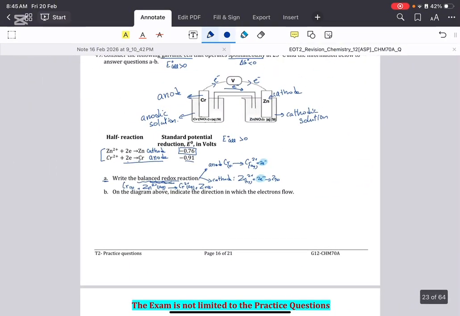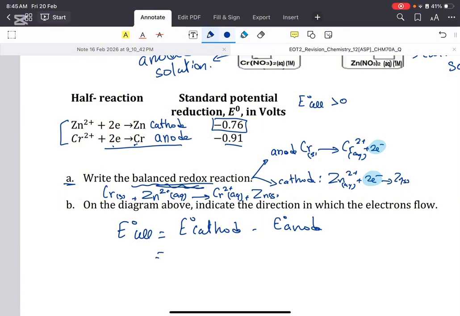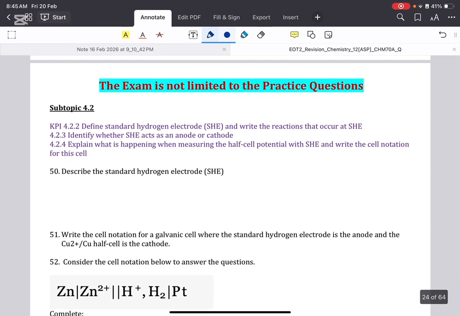Okay. They might ask you to calculate E cell. Let me just add this question. So it is E cathode minus E anode. So it's going to be negative this one minus 0.91, and the answer is always in volts.